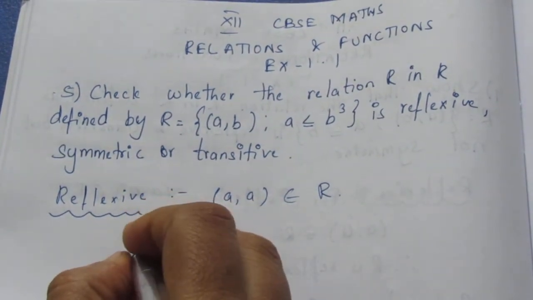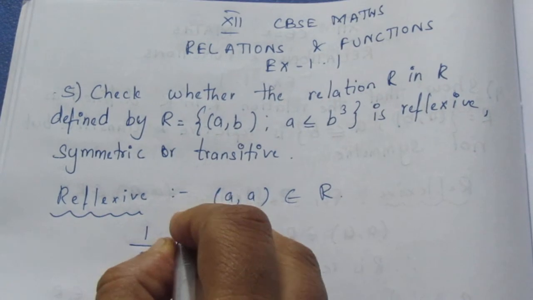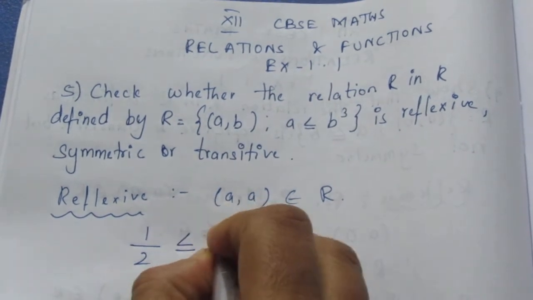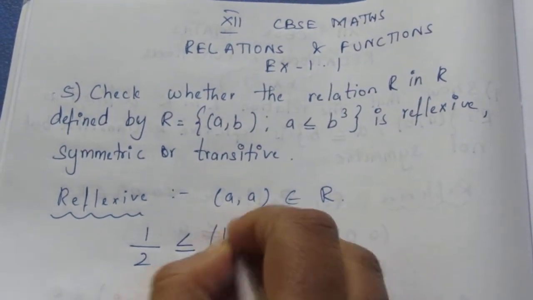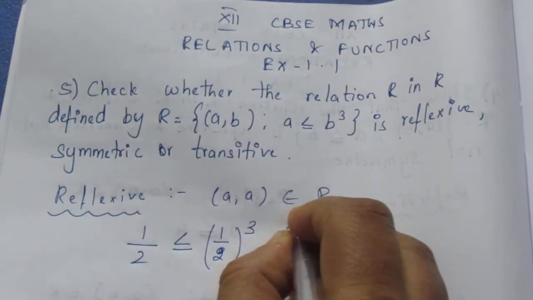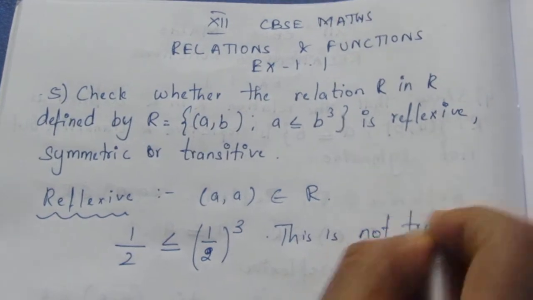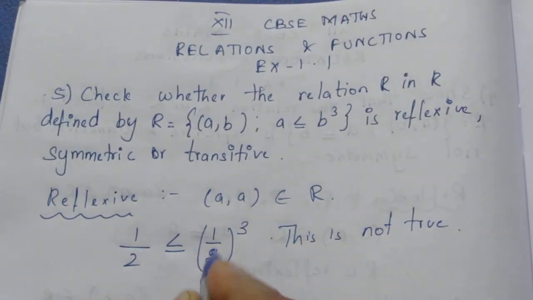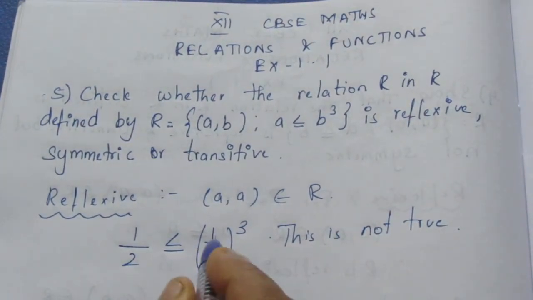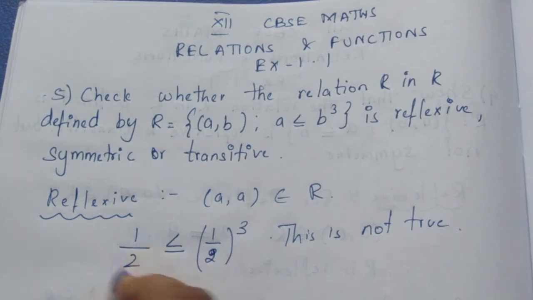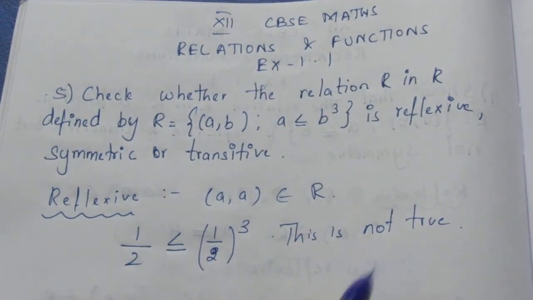I will show an example. Let 1 by 2 is less than or equal to (1 by 2) cube. This is not true, because here 1 by 2 will not be less than or equal to 1 by 8. 1 by 8 becomes less than 0.5. So this is not true.